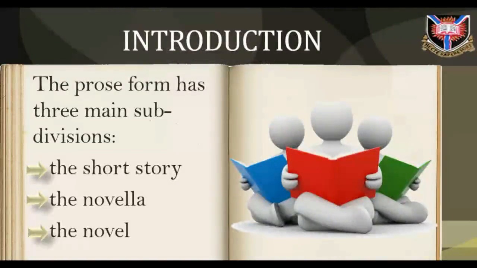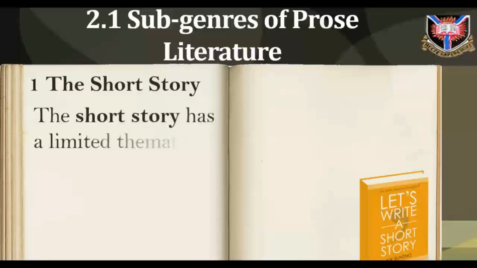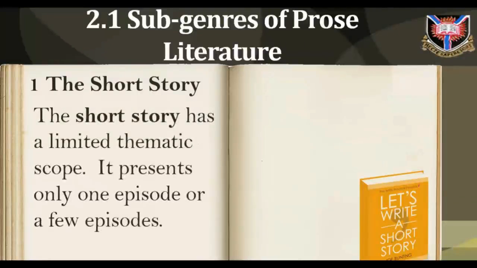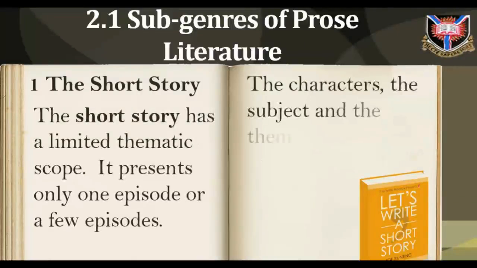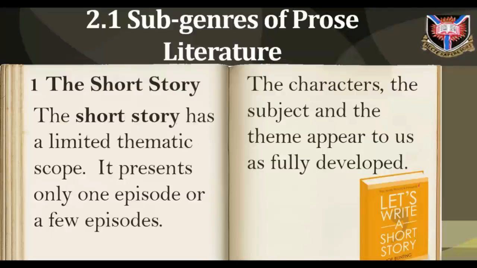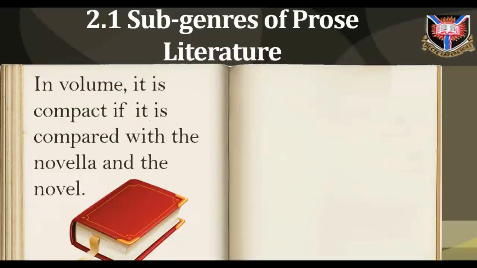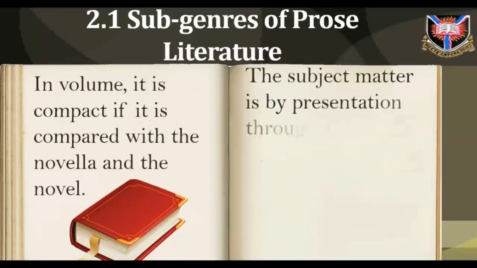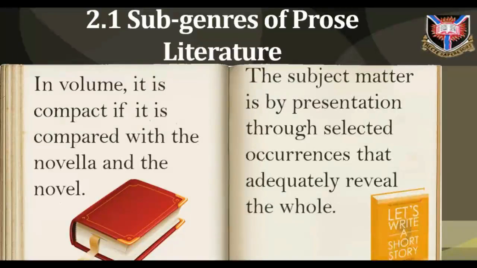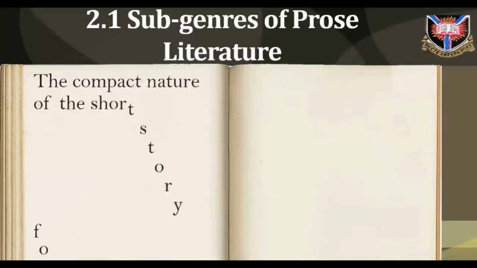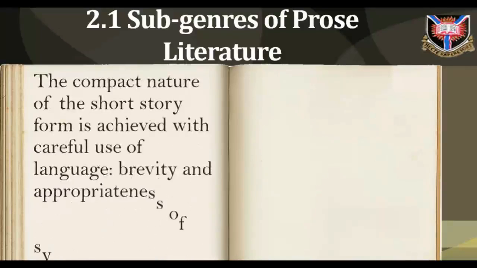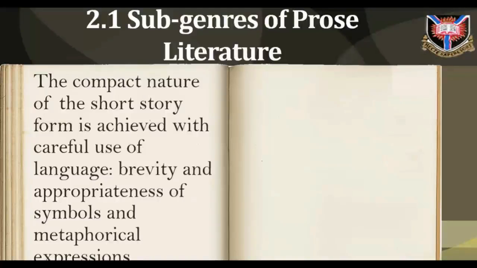The short story has a limited thematic scope. It presents only one episode or a few episodes. The characters, the subject, and the theme appear to us as fully developed. The short story is one of the subgenres of prose literature. In volume, it is compact if it is compared with the novella and the novel. The subject matter is presented through selected occurrences that adequately reveal the whole. The compact nature of the short story is achieved with careful use of language, brevity, and appropriateness of symbols and metaphorical expressions.